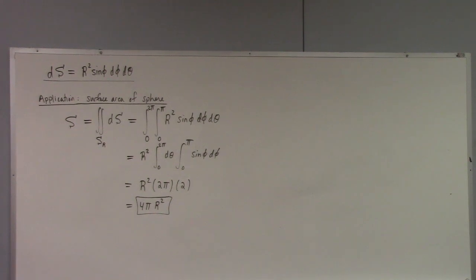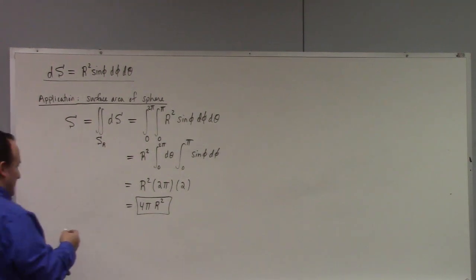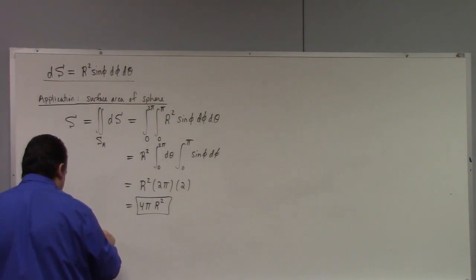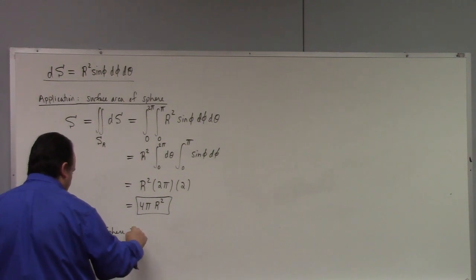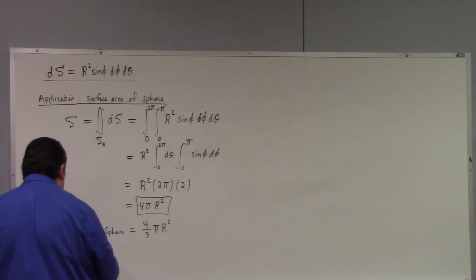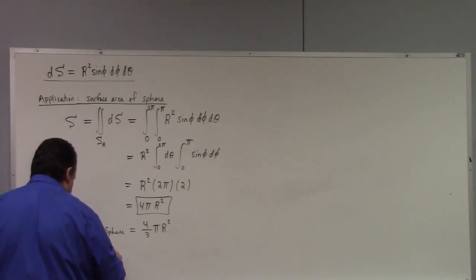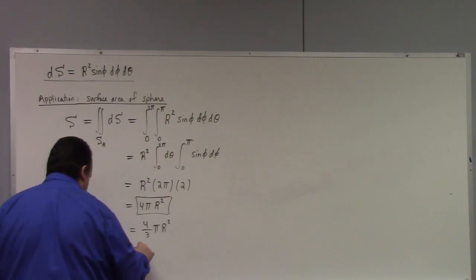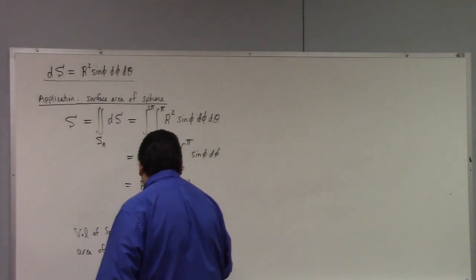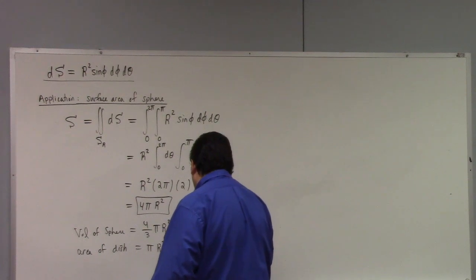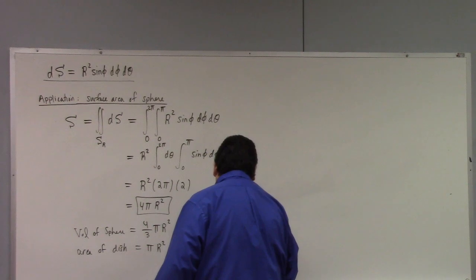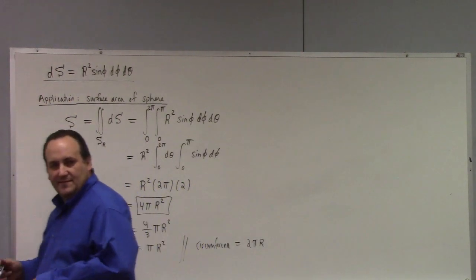That's actually kind of funny, isn't it? What did we figure out the volume of the solid sphere was? Four-thirds pi r cubed. Kind of like the area of a disk is pi r squared. You can compare that with the circumference, 2 pi r. Do you see what's going on here?